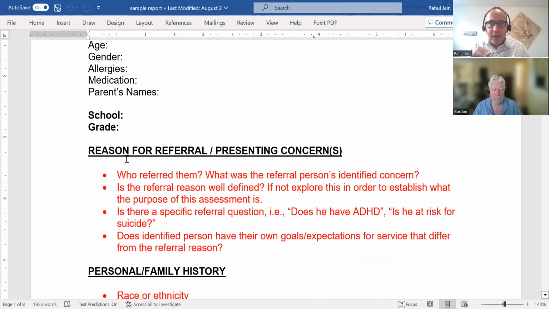Now, the reason for referral or the presenting concerns. We need to be very specific around that. For example, who referred them? What was the reason, the referral person's identified concern? Is the referral reason well defined? If not, explore this in order to establish what the purpose of this assessment is, right? Is there a specific referral question?